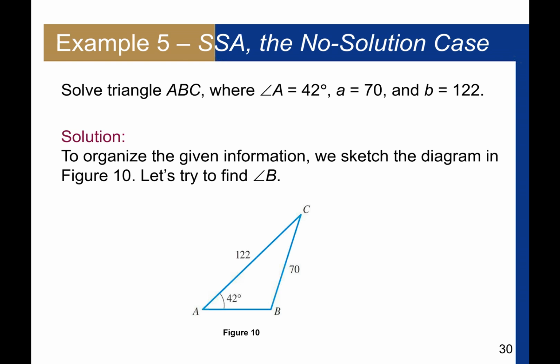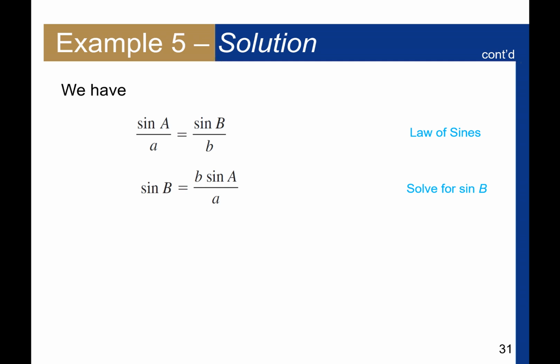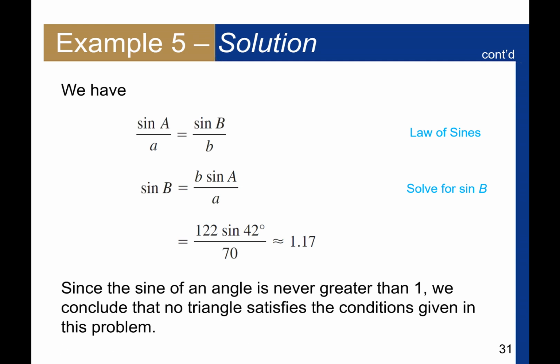So again, we know we're going to match up the sine of 42 degrees divided by 70 is equal to the sine of the unknown angle B over the 122. Just multiply both sides by 122. Got your calculators? Inverse sine of 1.17. Sorry, it gives you an error message.